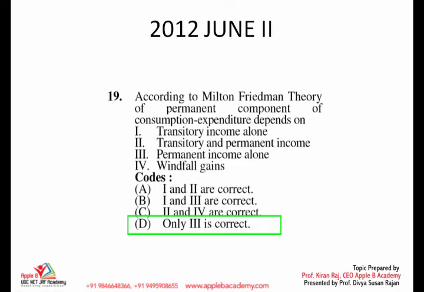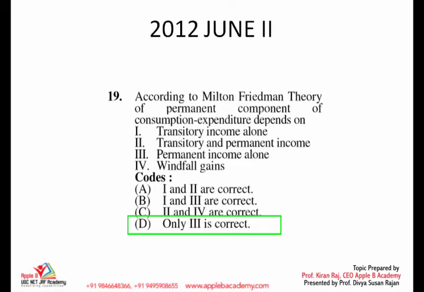Now, in general, we have studied that the permanent income hypothesis is dependent on both the transitory income as well as the permanent income. So, we had explained that C is a function of CP plus CT, where C is consumption with respect to permanent income and consumption with respect to the transitory income.